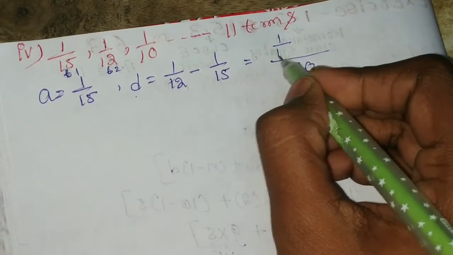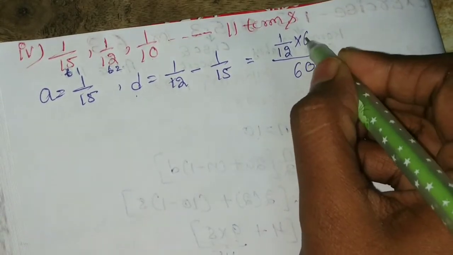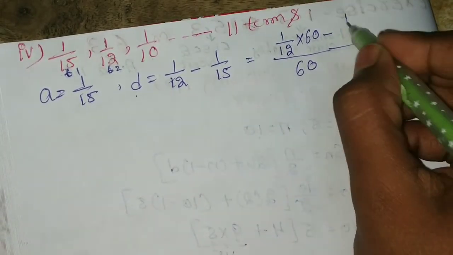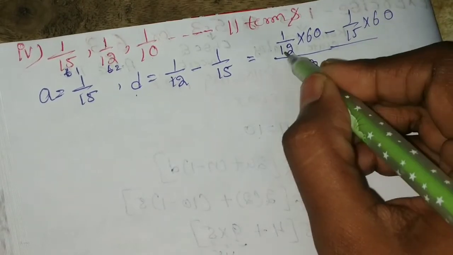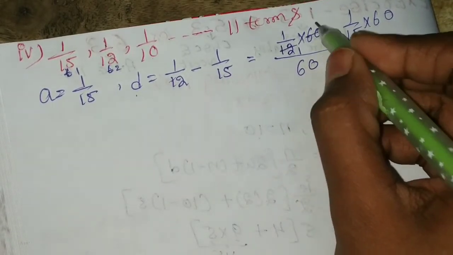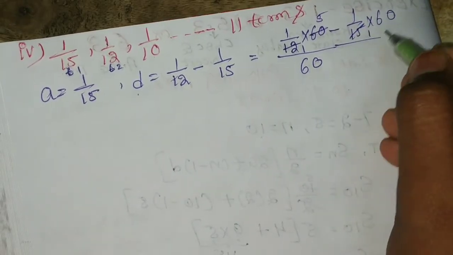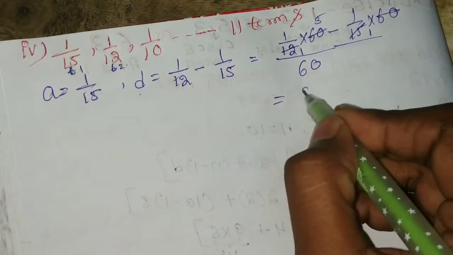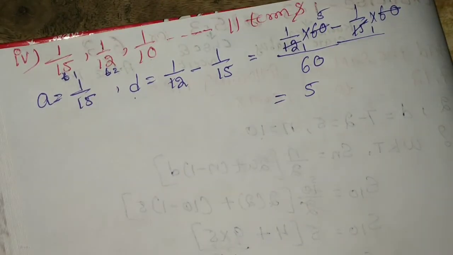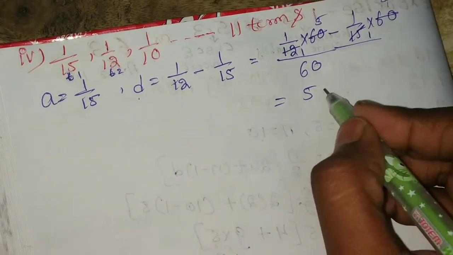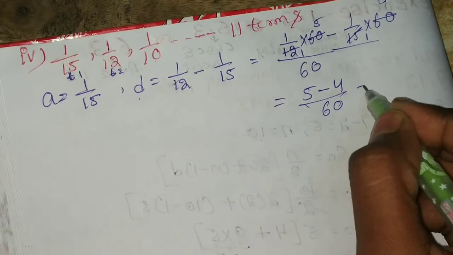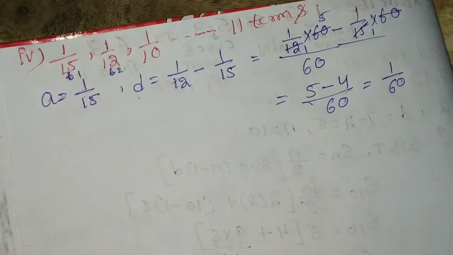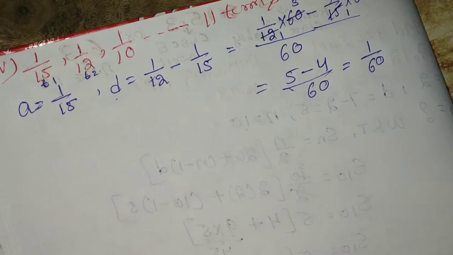And now I am writing like this. 1 by 12 into LCM, that is 60, minus 1 by 15 into 60. So cancel. 12 ones are 12, 12 fives are 60. 15 ones are 15, 15 fours are 60. Understand? So 5 minus 4 by 60. What we get? 1 by 60 we will get. Are you getting? See here. 5 minus 4 divided by 60, that is equal to 1 by 60. So that is the common difference.